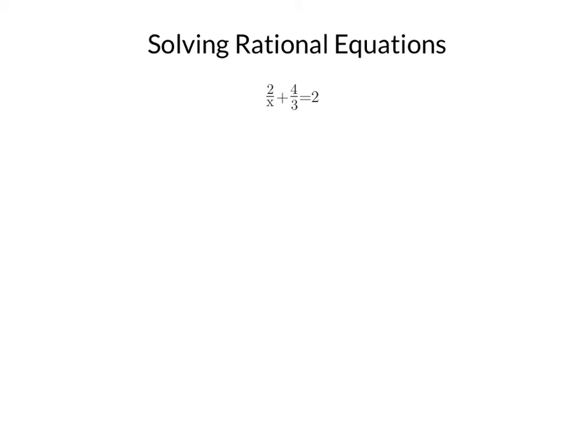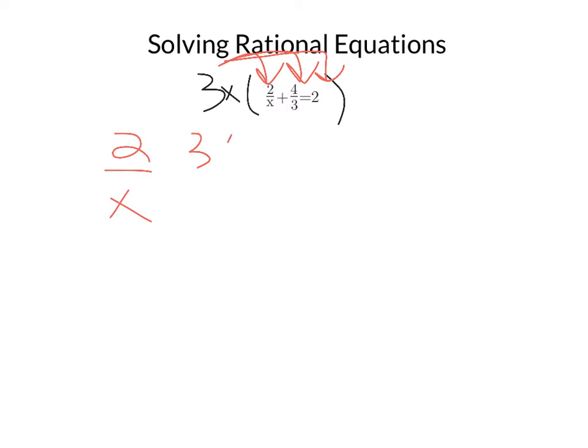If I look at my denominators, they're 3 and x. The least common denominator is 3x. So I'm going to multiply my entire equation by 3x. So I'm going to distribute through my 3x to everything. When I multiply 2 over x by 3x, the x's cancel out and I'm left with 6.